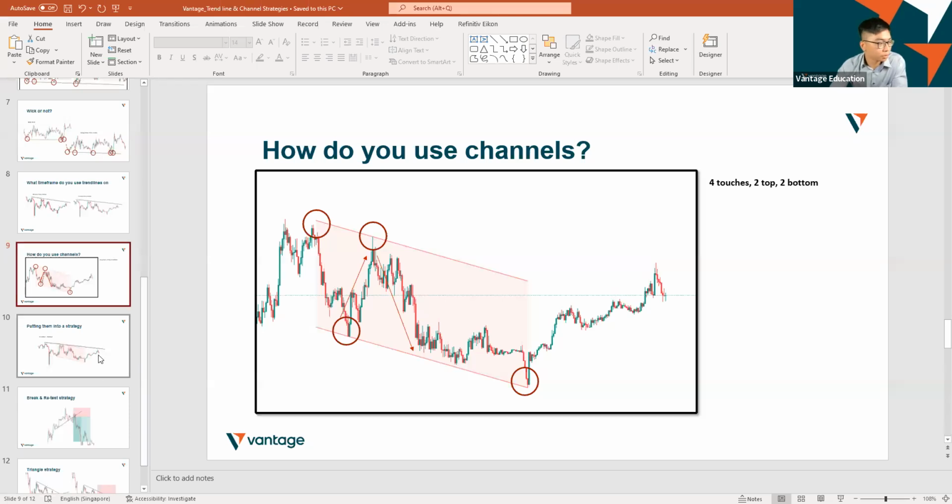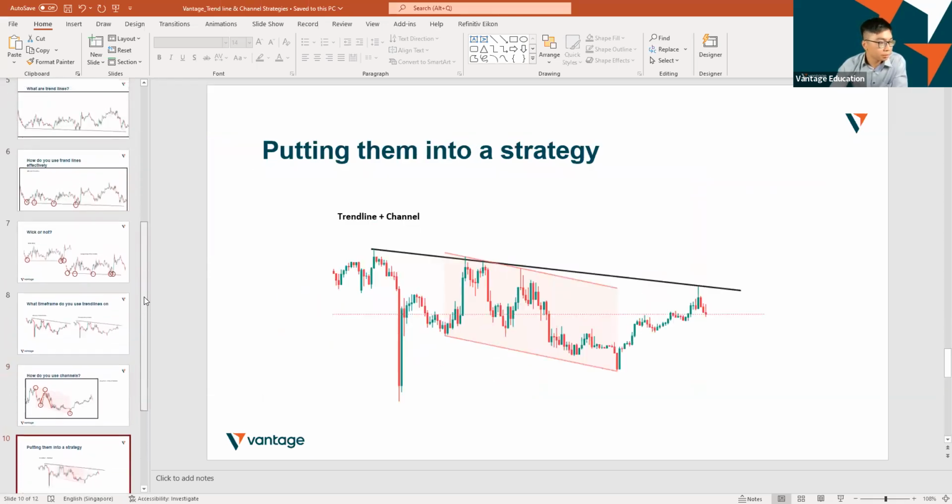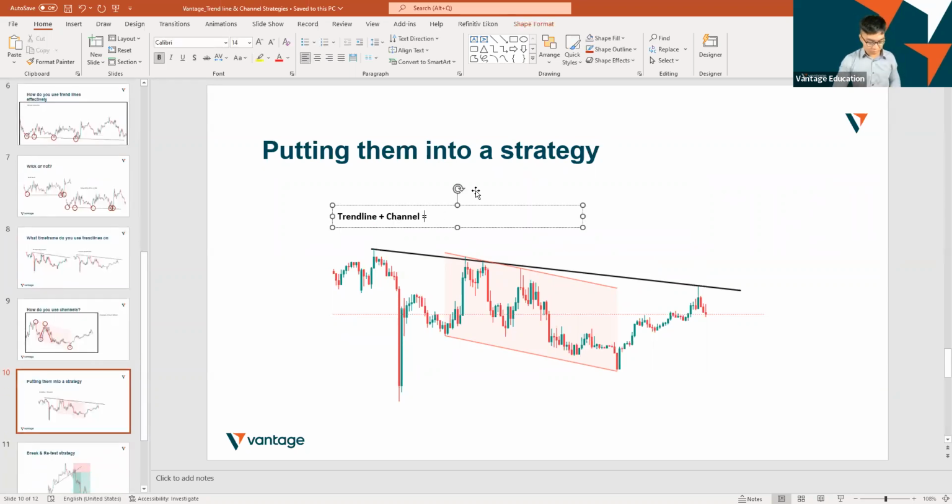Okay, let's move on. Putting them into a strategy. Well, we can actually combine them using a trend line and a channel at the very same time for better confluence.